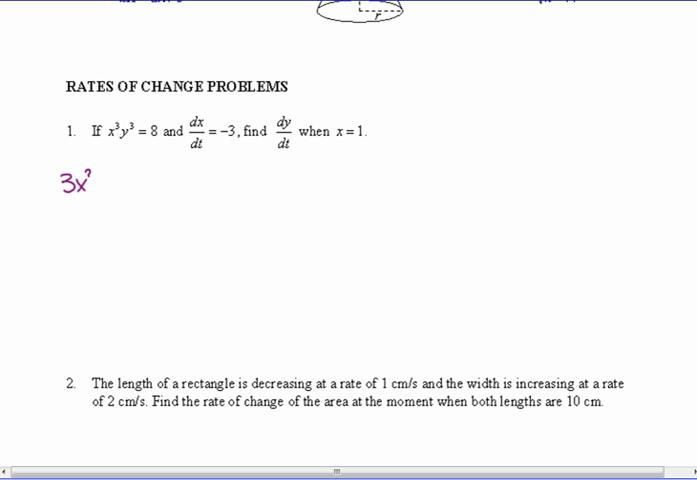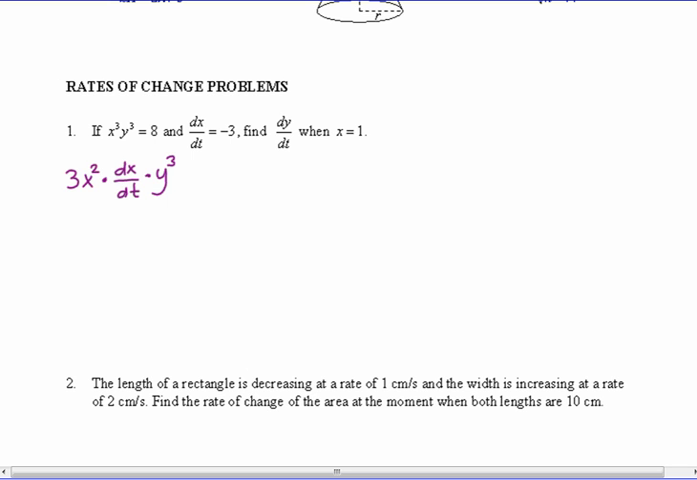3x squared, y cubed, leave the second, times, because we're differentiating with respect to time and not x. Here, I'm going to do this. So 3x squared times the derivative of x with respect to time, dx/dt. Okay, times, so that's the derivative of the first, leave the second, y cubed. Because we're not differentiating with respect to x, we're differentiating with respect to time.